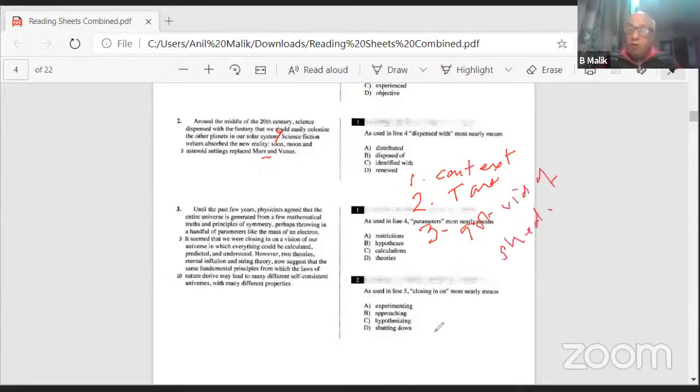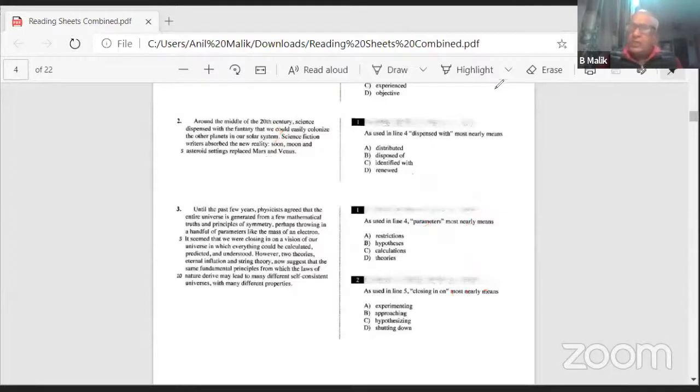Right. Now my fourth step is I go and match an answer on top which matches my context, my tone, and my word. So when I go and look, it is not distributed, identified, or renewed. The only answer is shed, got rid of, they disposed that fantasy. They disposed it. Right? Are you all with me? So I just carry on the way I am.